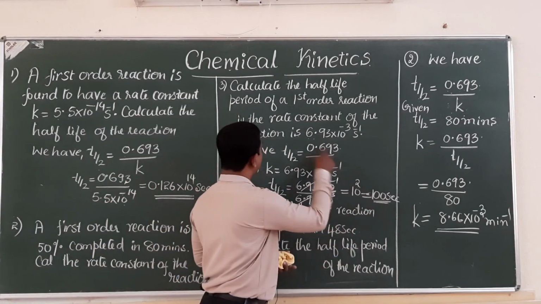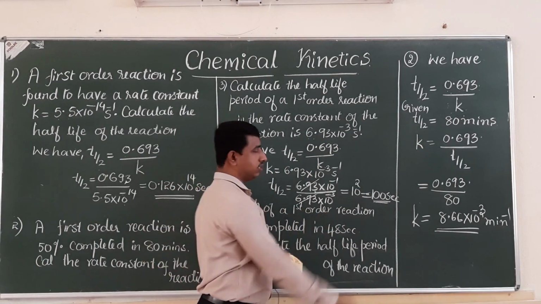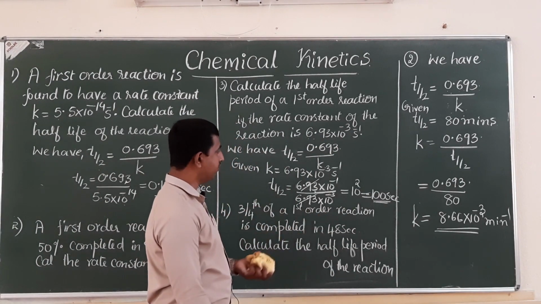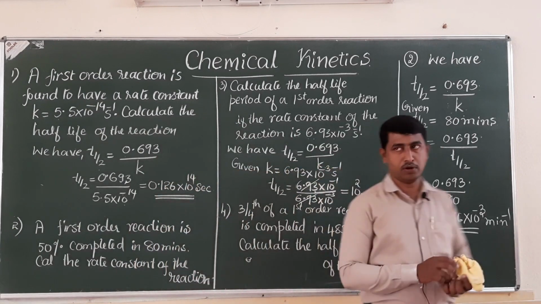The unit is second, because the unit of k is per second, so the unit of time is second. So the answer is T half equal to 100 seconds. Last problem.